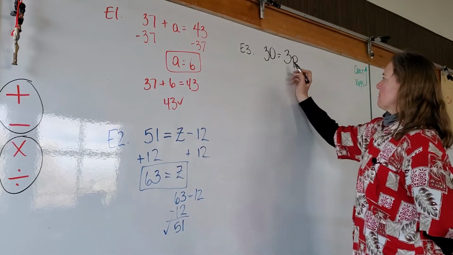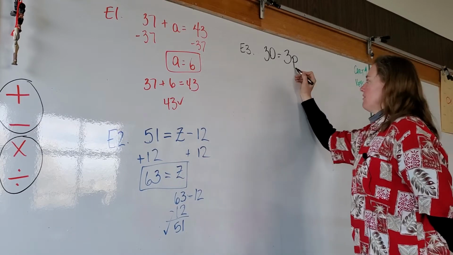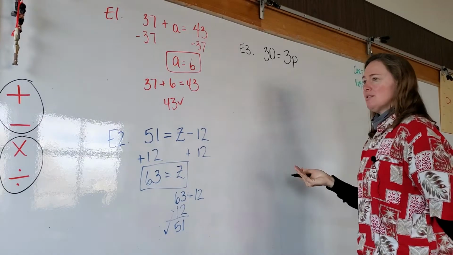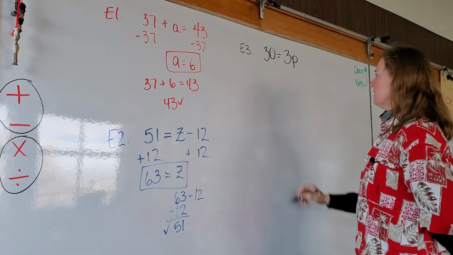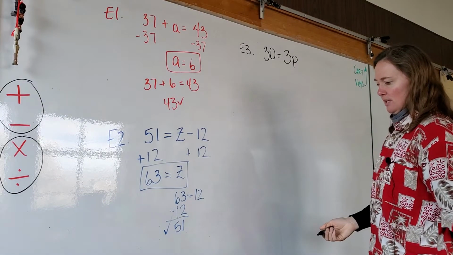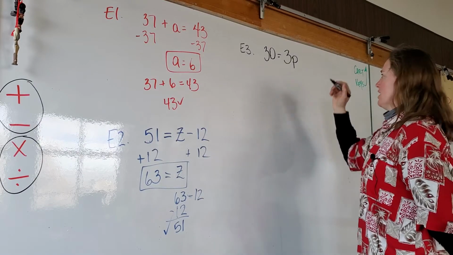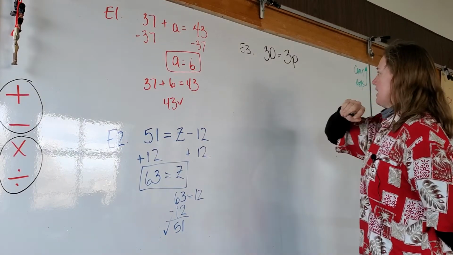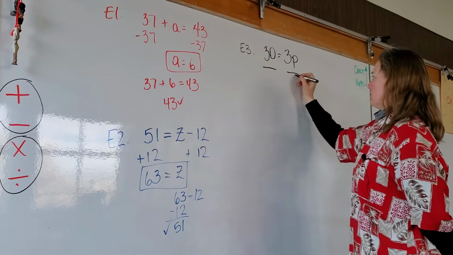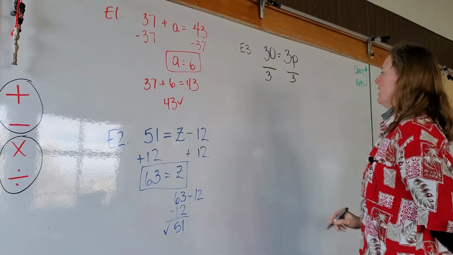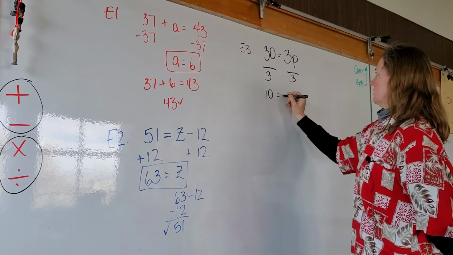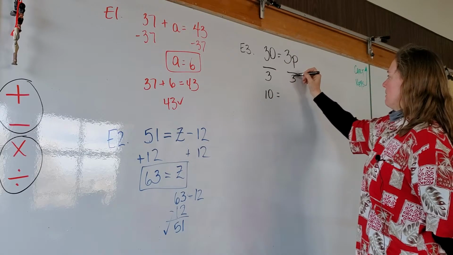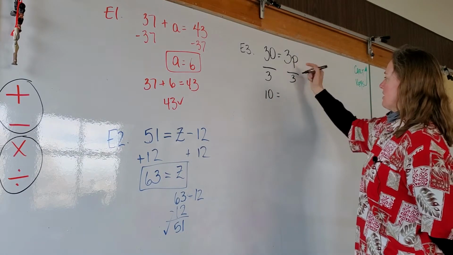Okay, we can handle this. 3 times something equals 30. Here's my variable. First question, what's happening to the variable? Well, Miss D, the variable is being multiplied by 3. Okay, what's the inverse of multiplication? Division. So if we're multiplying by 3, I must need to now divide by 3. Okay, 30 divided by 3 is 10. And 3 divided by 3 is 1. And 1 times p is p.